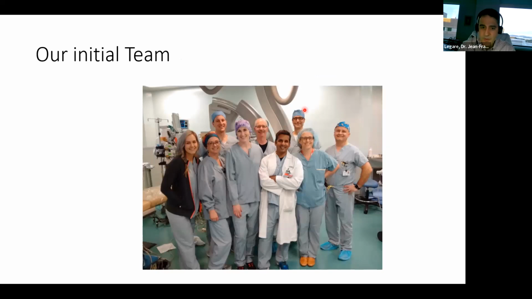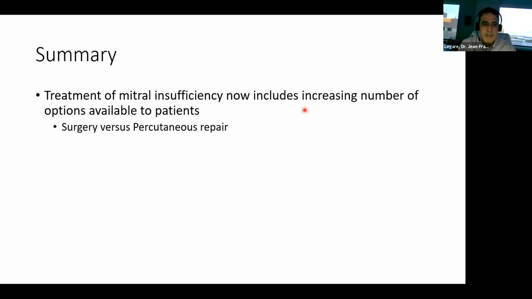So our initial team, again, I want to provide some recognition of Saurabh, who spearheaded and was pioneer in terms of starting this program for us, and we've tried to continue this for him. So in summary, I think the treatment of mitral insufficiency now includes an increasing number of options that are available to us, so surgery versus percutaneous.